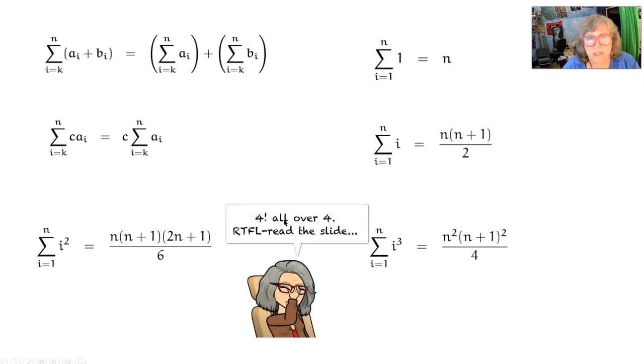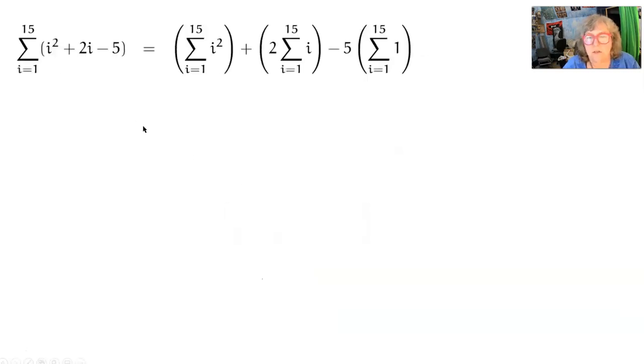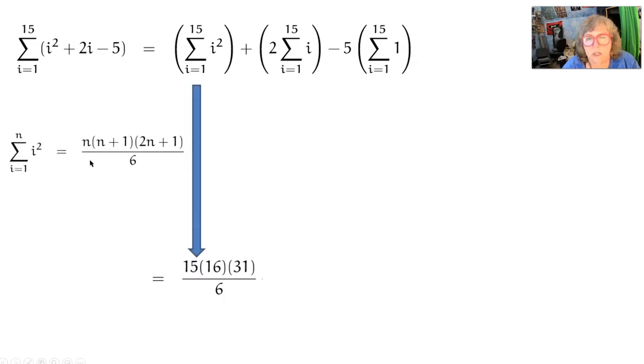So let's go back to that example with the squares. I can break this up. i goes from 1 to 15. Of all this, I can break it up to the i squares, 2 times i, minus 5 times the summation of the ones. Using my formulas, I know that this one gives me n times n plus 1 times 2n plus 1 over 6, where n is 15. So I'll get 15 times 16 times 31 over 6.